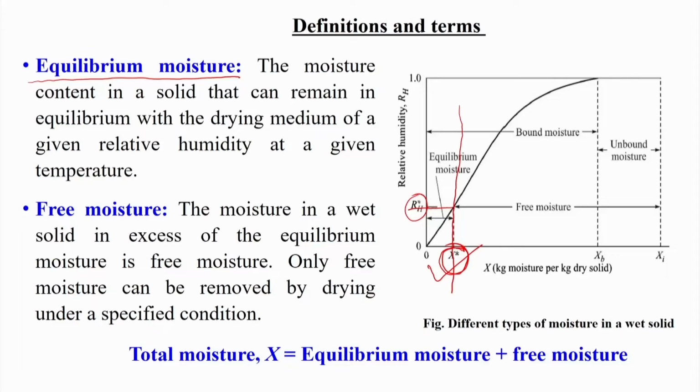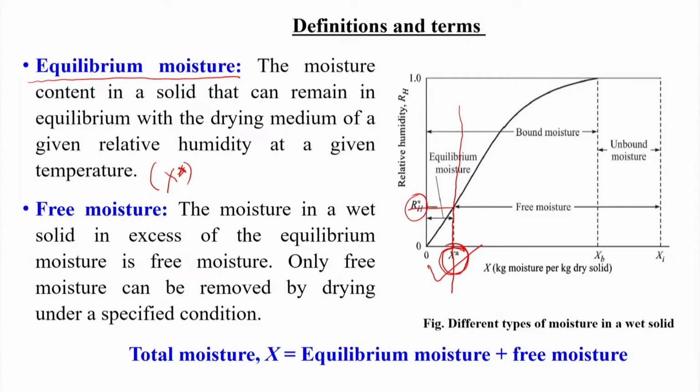If we change the condition of the drying medium, meaning if we decrease the relative humidity, or increase the flow rate, or increase the temperature of the drying medium, then the equilibrium moisture content, X star, will decrease. That is, if we decrease the relative humidity, or increase the Reynolds number of the flowing air, or increase the temperature, the equilibrium moisture content will decrease.